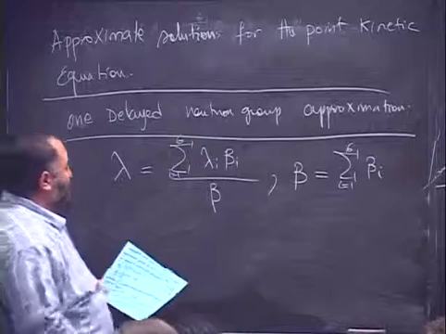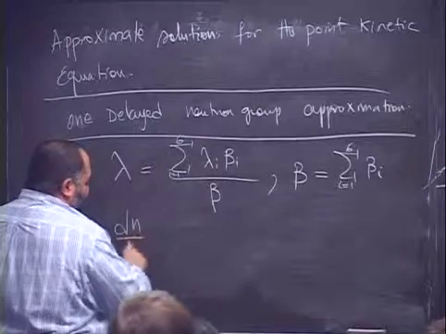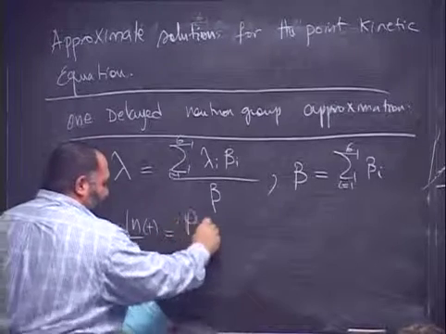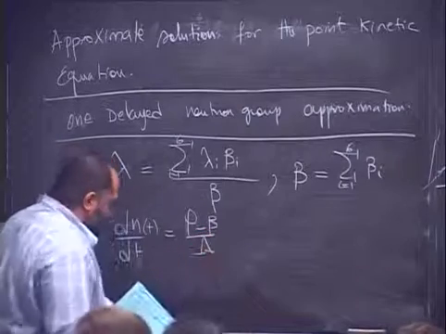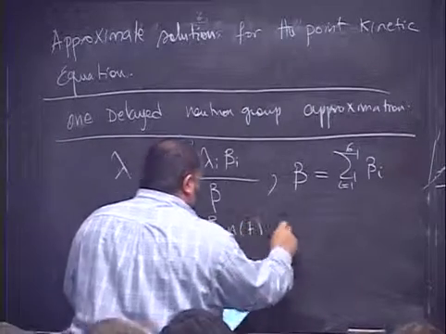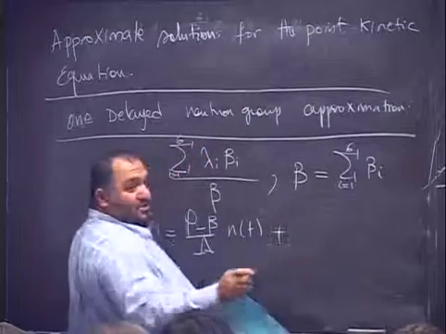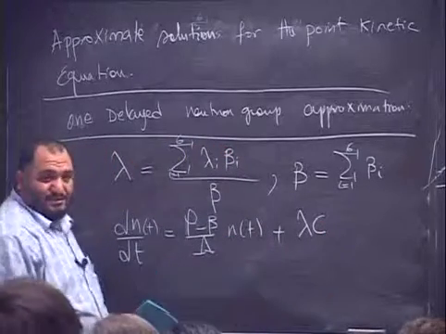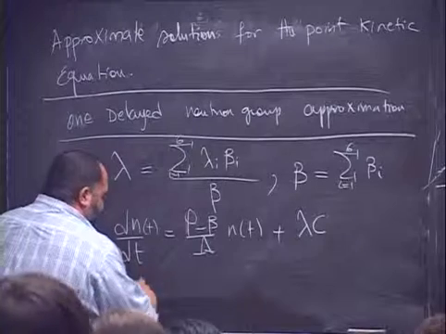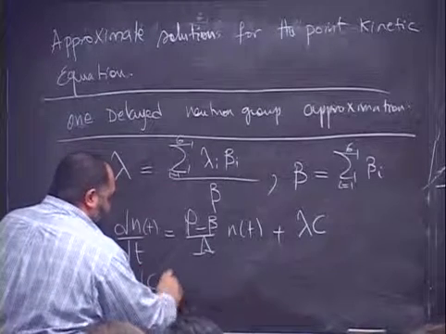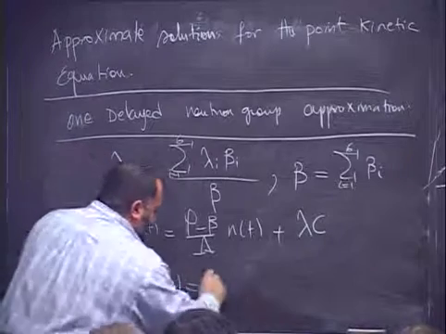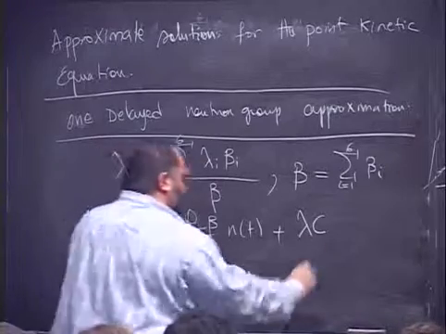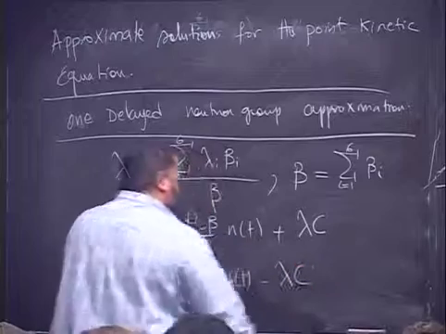So now, what will be the equations then? dn/dt of n of t equals rho minus beta divided by gamma, multiplied by n of t, plus, instead of the summation over i equal to 1 to 6, I will have only one group, so it will be one lambda c. And the other equation: dc/dt equals beta multiplied by n of t divided by gamma again, minus, instead of lambda i c i, lambda c.